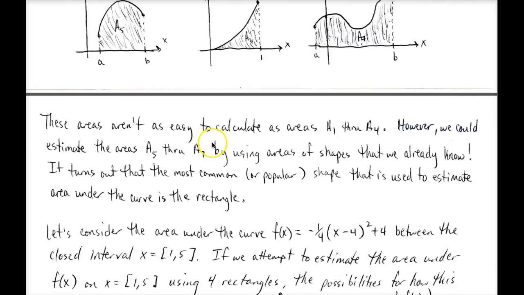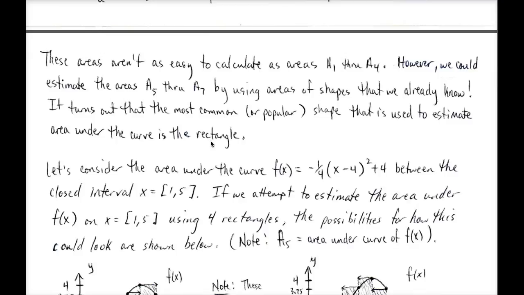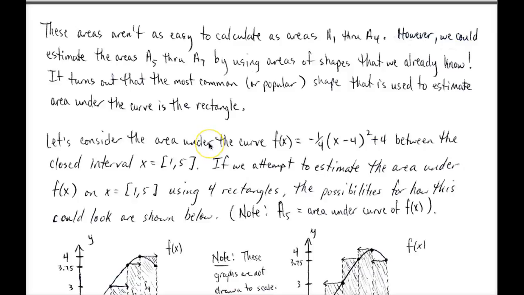These areas aren't as easy to calculate as areas 1 through 4, the ones where we have the square, rectangle, trapezoid, wherever. However, we could estimate the areas A5 through A7 by using areas of shapes that we already do know. It turns out that the most popular shape used to estimate the area under the curve is indeed a rectangle.